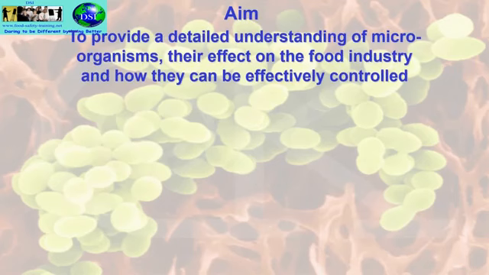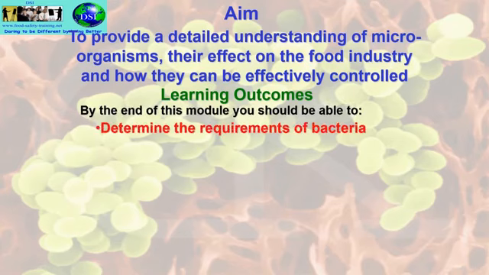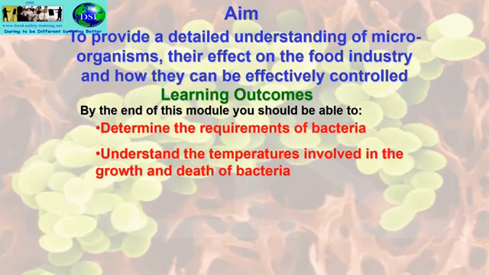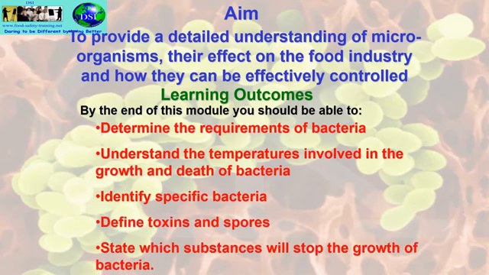Now, the aim of this unit is to provide a detailed understanding of microorganisms, their effect on the food industry, and how they can be effectively controlled. And the learning outcomes: by the end of this module, you will be able to determine the requirements of bacteria, understand the temperatures involved in the growth and death of bacteria, identify specific bacteria, define toxins and spores, and state which substances will stop the growth of bacteria.